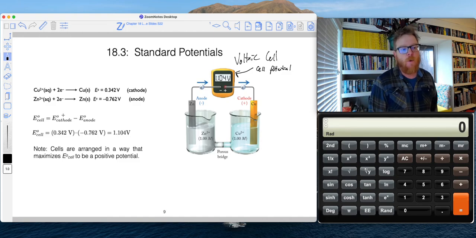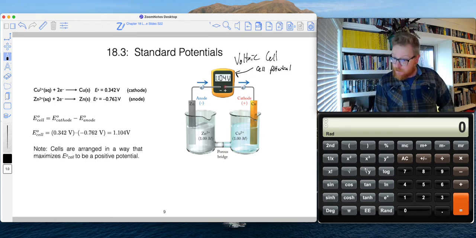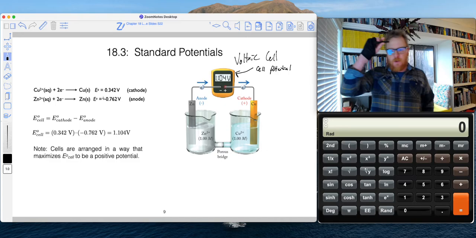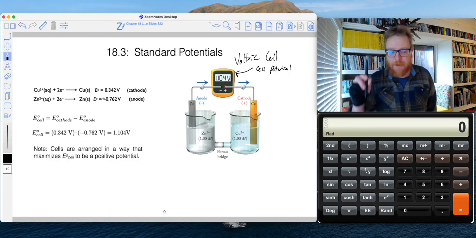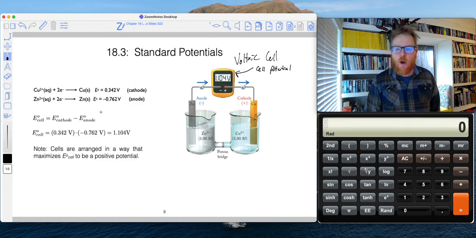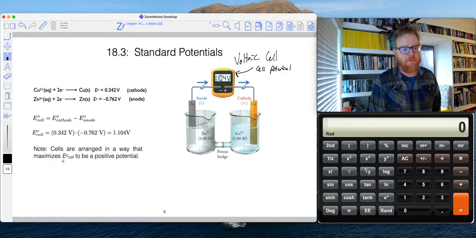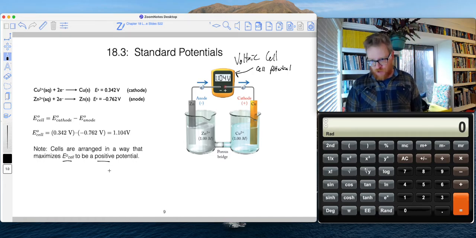So how do we get that? Well, we have this equation, E cathode minus E anode. And here I've got both the copper and zinc reactions written as reductions. You can see the zinc reaction has a negative cell potential, whereas the copper has a positive cell potential. It might not be straightforward yet, but we want to see typically the most negative cell potential as the anode for the following reason. Cells are arranged in a way that maximizes the cell potential to be positive. We'll see why that is soon.